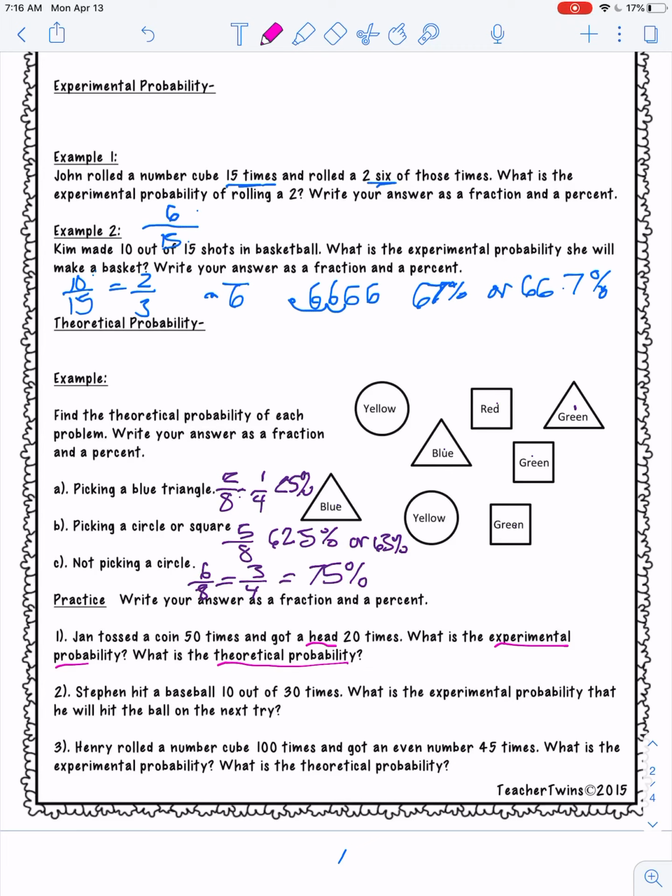So the experimental probability, we would have 20 out of 50, or 2/5, which equals 40%, because we take our 2 divided by 5. And then our theoretical probability of flipping a coin, or flipping a heads, is 1/2, which equals 50%.